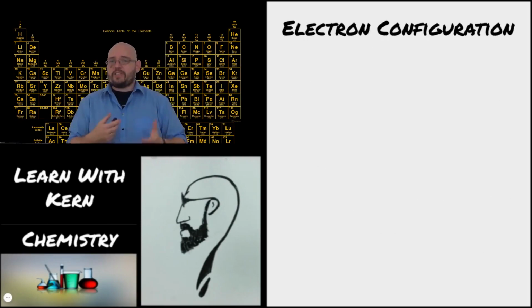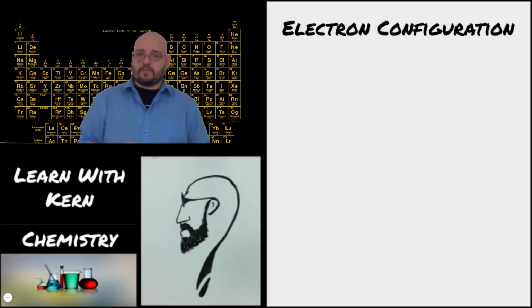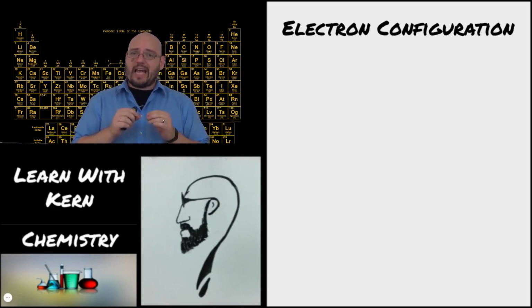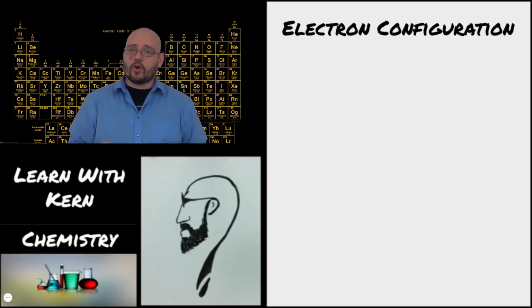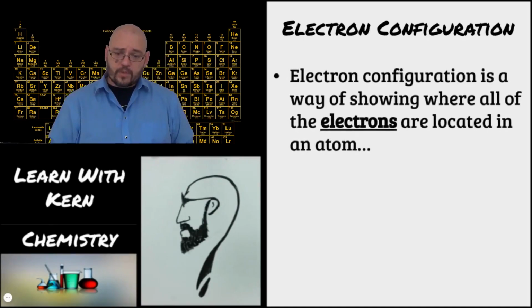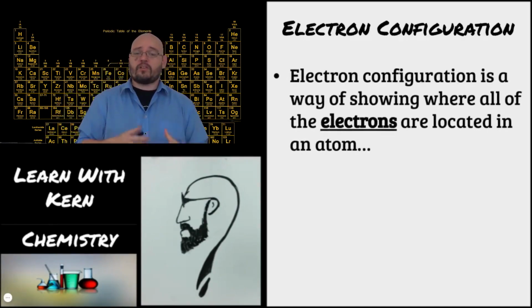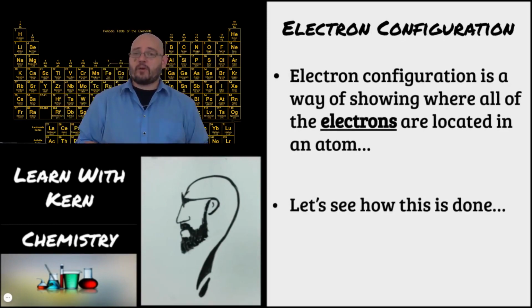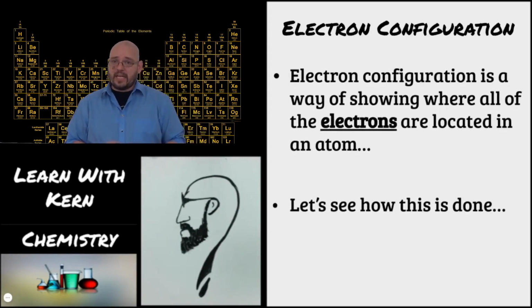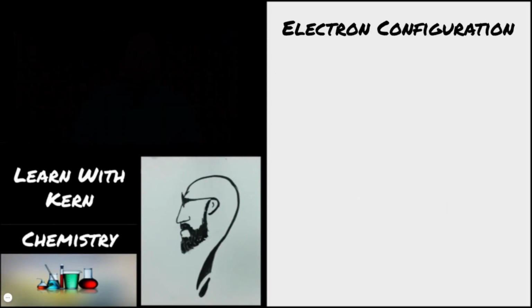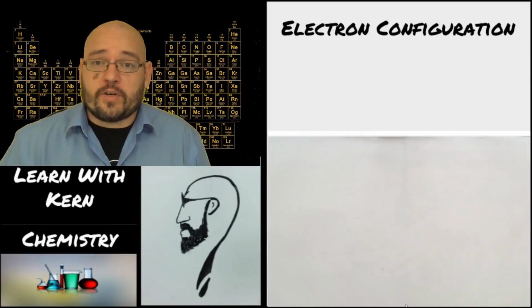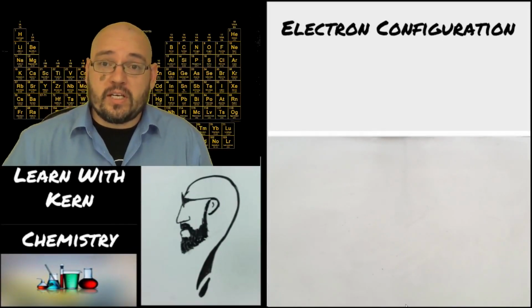So how do we define where these electrons are? It's something called electron configuration. It's how we write out where the electrons are located. Electron configuration shows us where all the electrons are located in an atom. So right now I'm going to show you how that is done and how we would write that out. All right, so to do this electron configuration, the first thing you need to know is how we write it down. We need to write the terms.